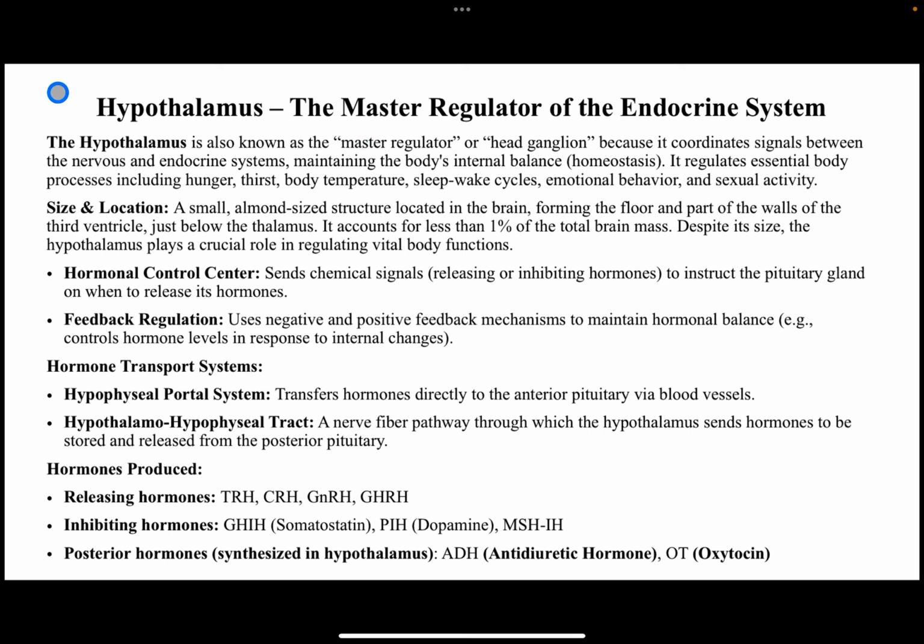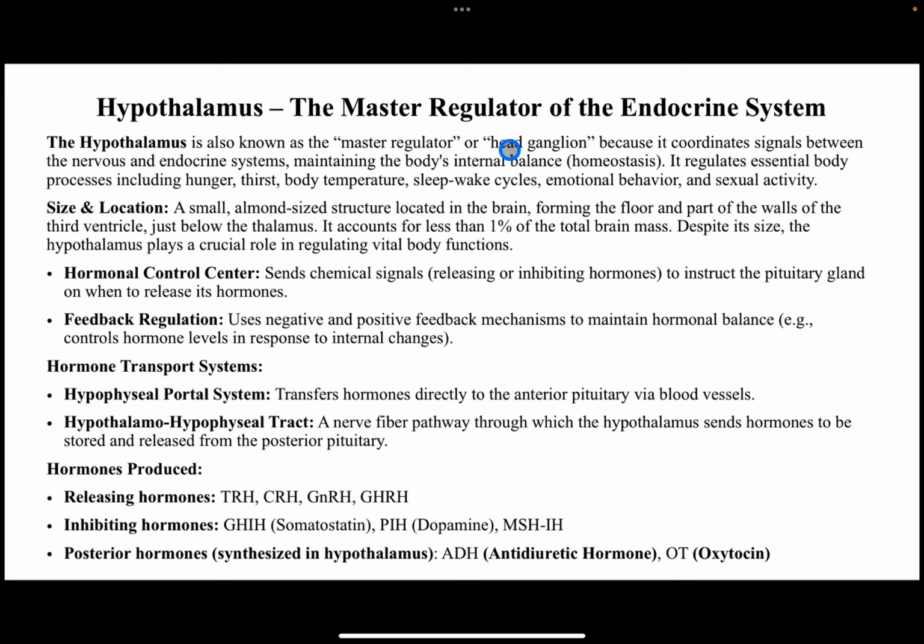Because it's ahead of the glands. If you are talking of the master gland, then that would be the pituitary gland. But the hypothalamus is the chief regulator of the endocrine system. It's like the supreme when we are talking of the endocrine system, and so we use the term master regulator.